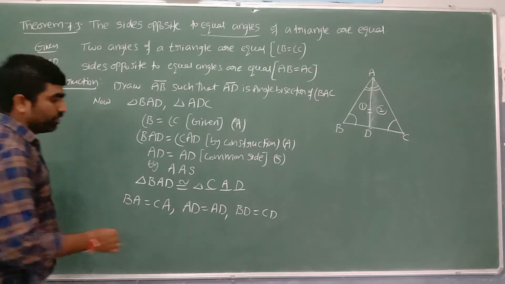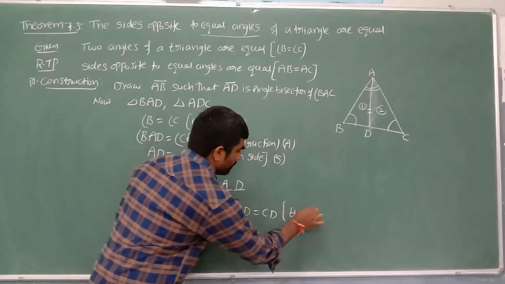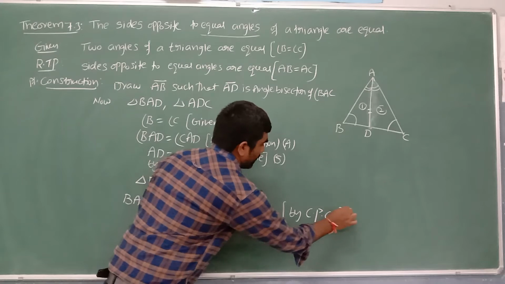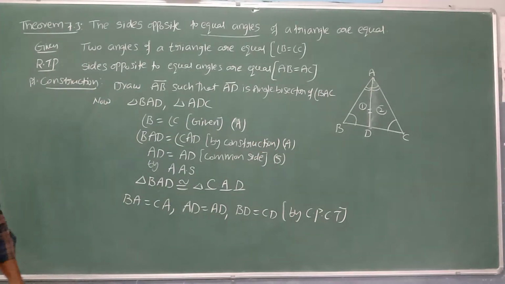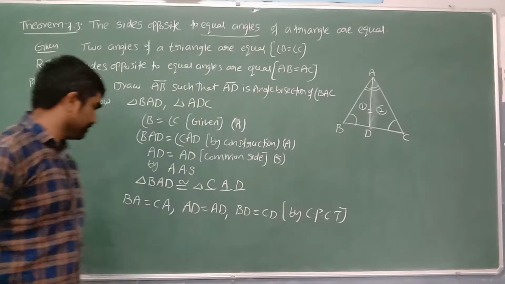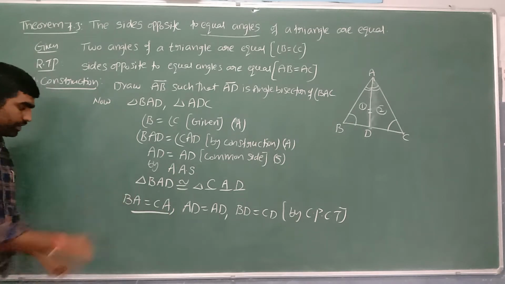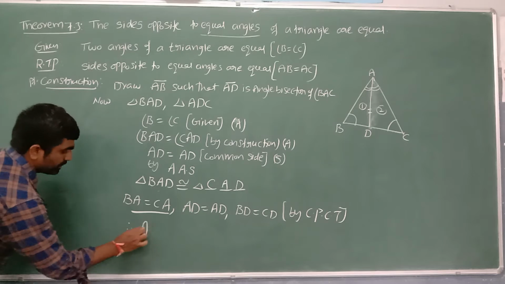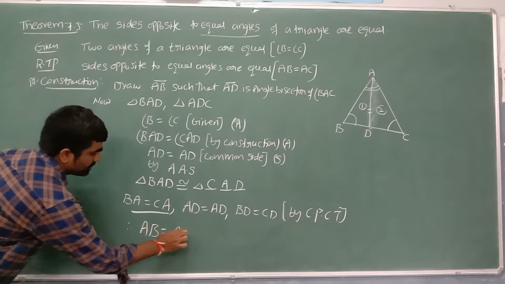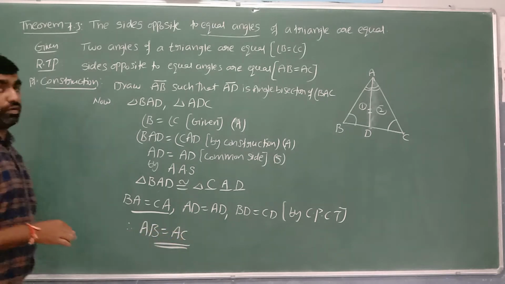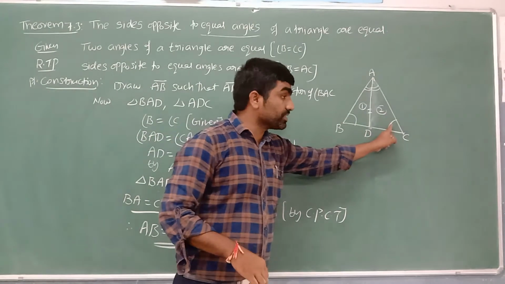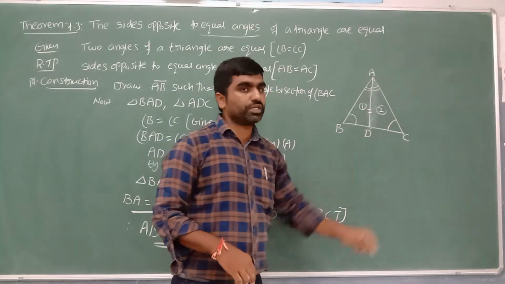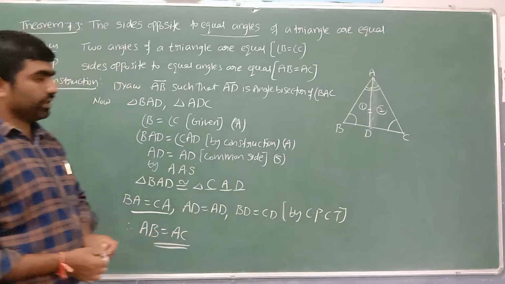Yes. What is the reason? By corresponding parts of congruent triangles. Now what is our RPP? AB equal to AC. Here we can see our AB equal to AC. BA, AB both are the same only. Yes, therefore we proved AB is equal to AC. What can we conclude now? In a triangle, if two angles are equal, the sides opposite to equal angles are also equal.